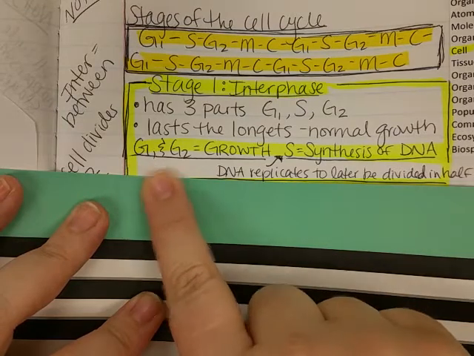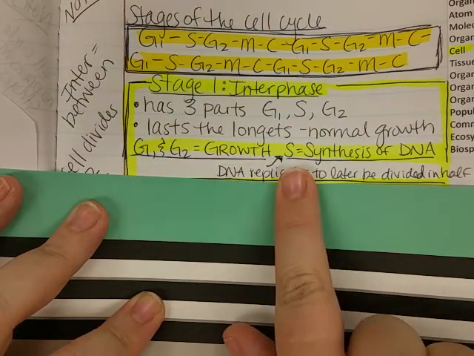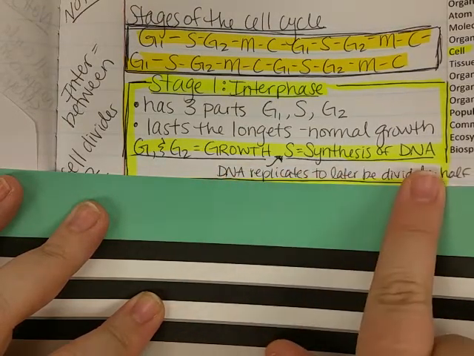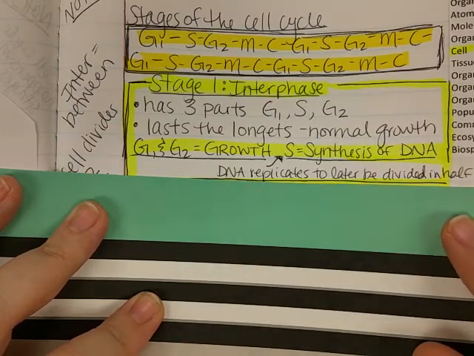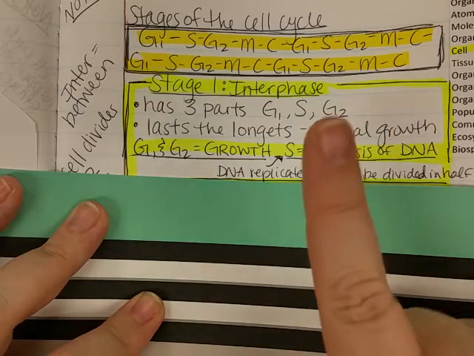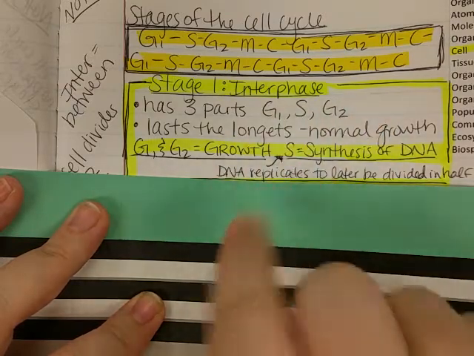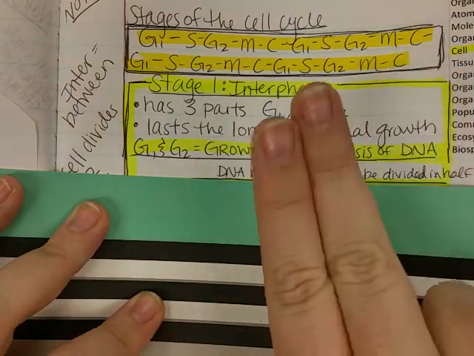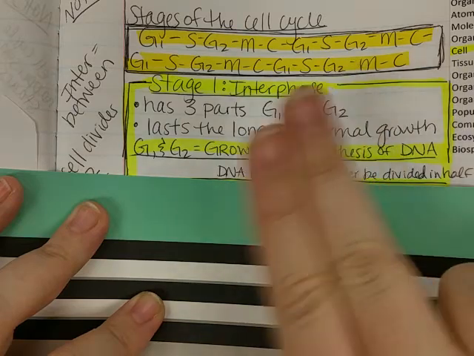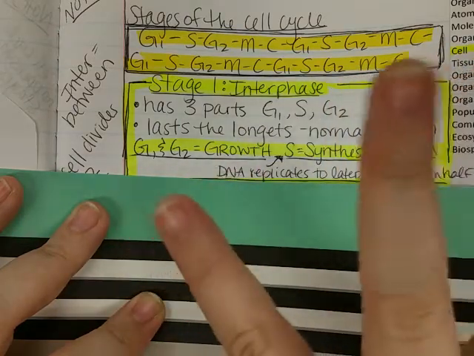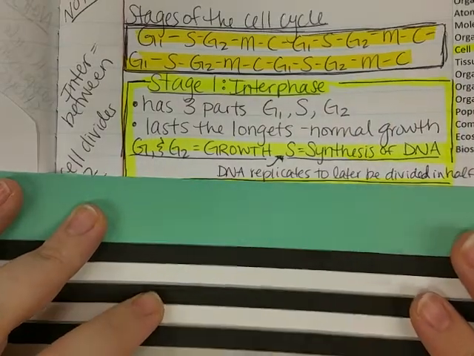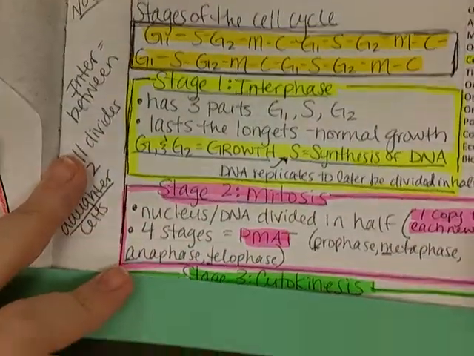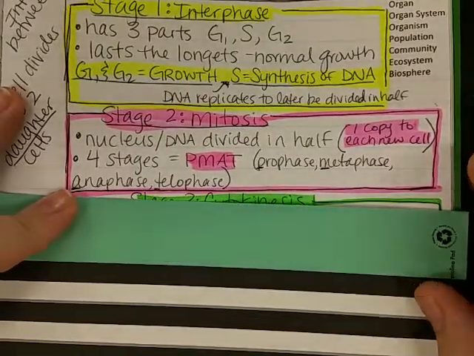Right, so here we've got G1 and G2 mean growth. S stands for synthesis of DNA, or the DNA replicates to later be divided in half. Okay, so you start with one DNA, and then S phase happens, and then you have two sets of DNA. And then that DNA has to separate to go one set into each new daughter cell. Okay, that happens by mitosis.